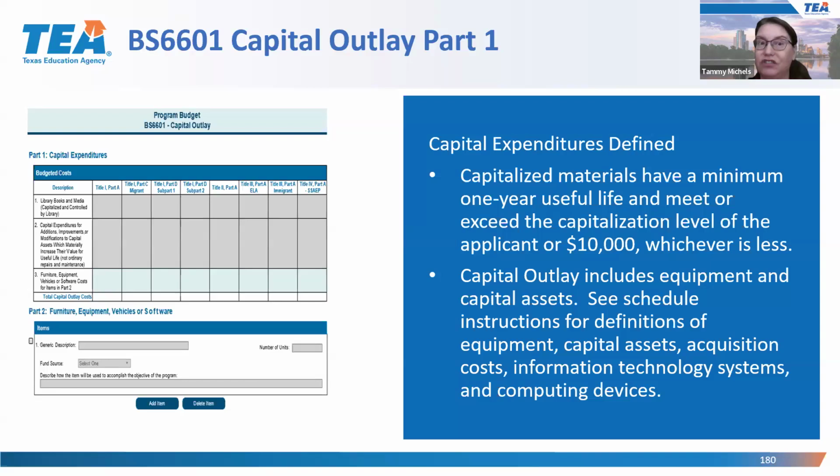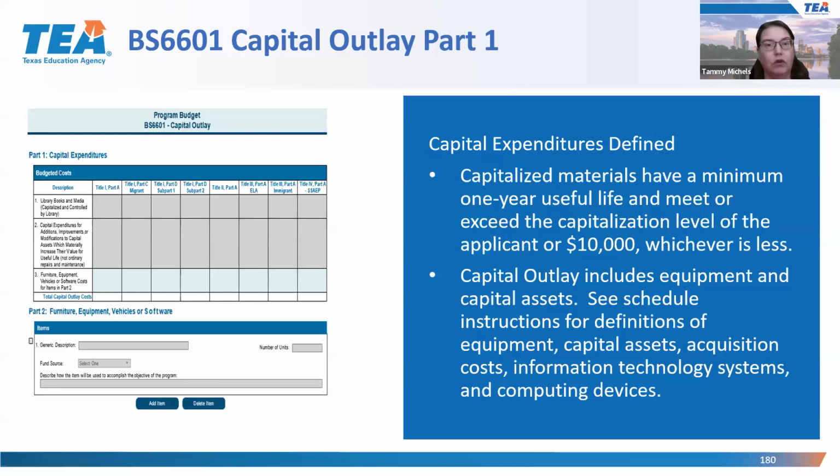Some districts have a capitalization level of only $500. So therefore, anything that is $500 or more per unit needs to be placed in the 6601. When budgeting, make sure your items are in alignment with your local and federal policies as to how you capitalize.